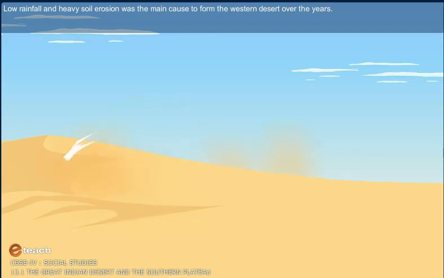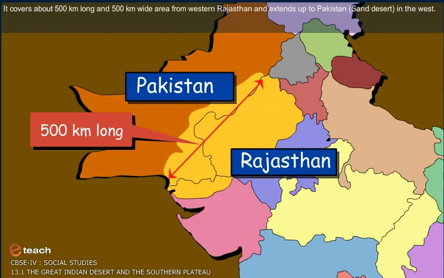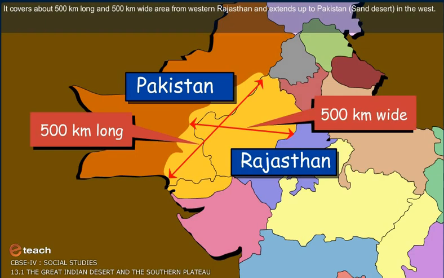Low rainfall and heavy soil erosion were the main causes that formed the Western Desert over the years. It covers about 500 km long and 500 km wide area from western Rajasthan and extends up to Pakistan, that is, sand desert in the west.